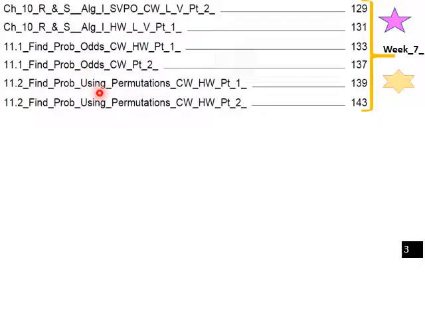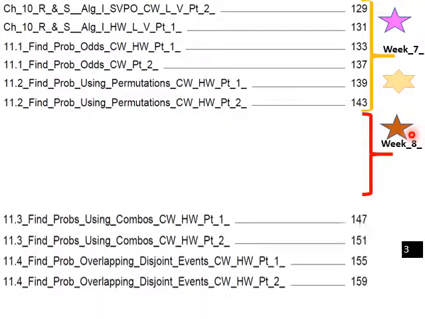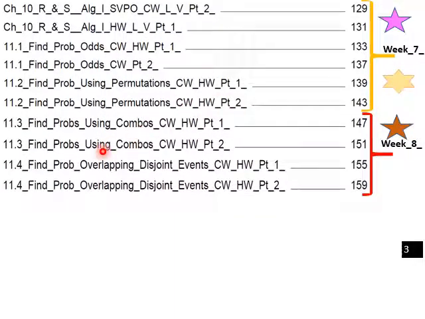We go into probability and odds, finding probability using permutations, part 1, part 2. And then week 8, we have another quiz for chapter 11, finding probabilities using combinations, part 1, part 2. And then finding probabilities of overlapping and disjoint events. So we definitely get into more statistics and probabilities using Venn diagrams in 11.4.